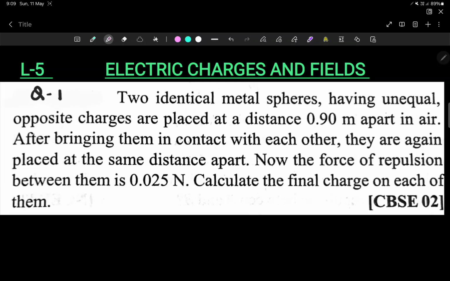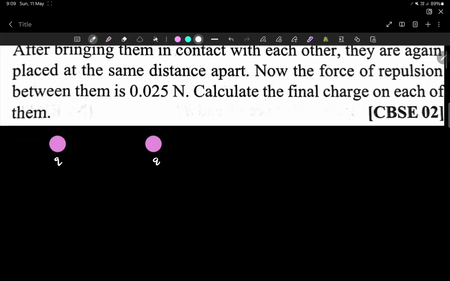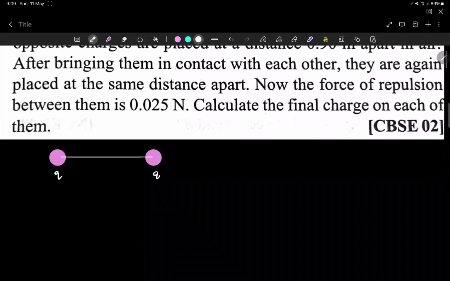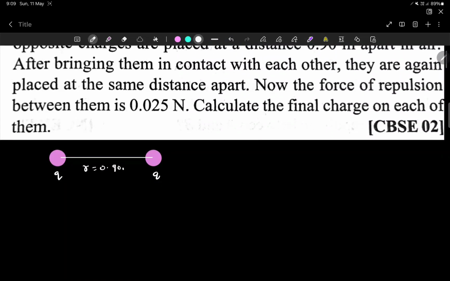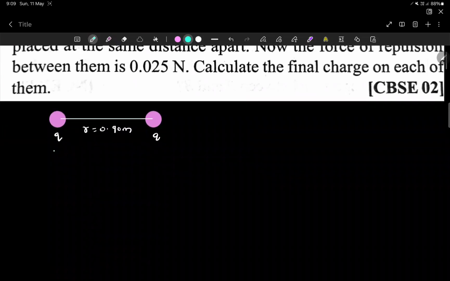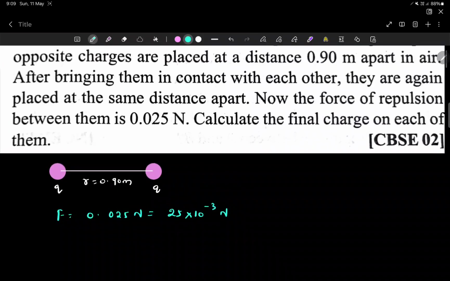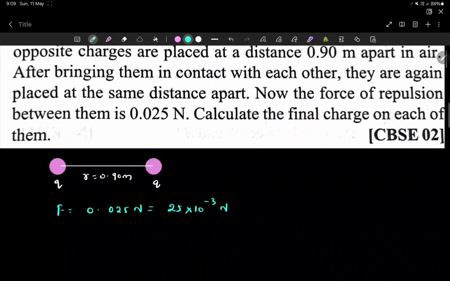The same charge will appear means after contact their charges are equal, let it be q, and they are at a distance of 0.90 meter. In this case they are again placed at the same distance apart. Now the force of repulsion between them is 0.025 Newton. So given force of repulsion F is equal to 0.025 Newton. This is equal to 25 into 10 to the power minus 3 Newton. So calculate the final charge on each of them.